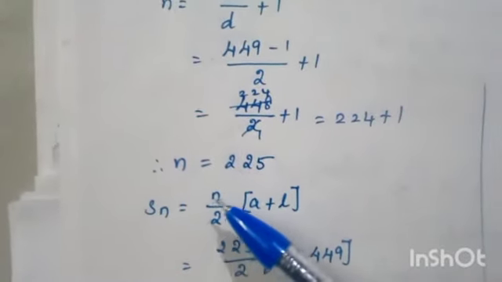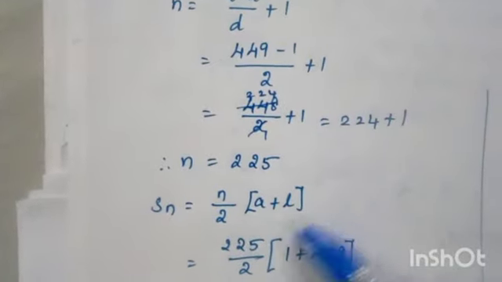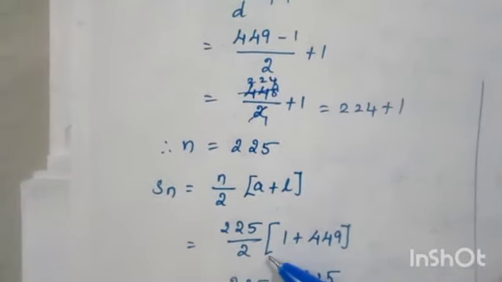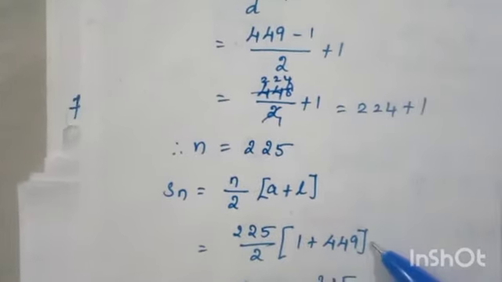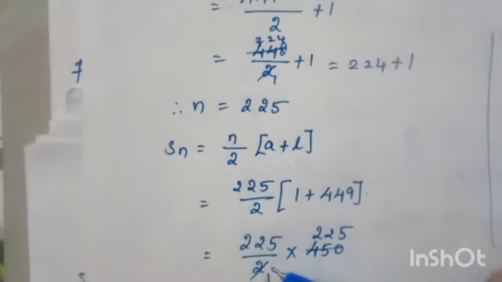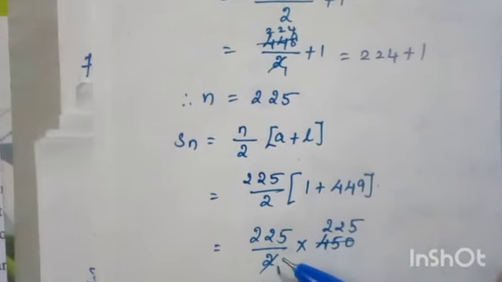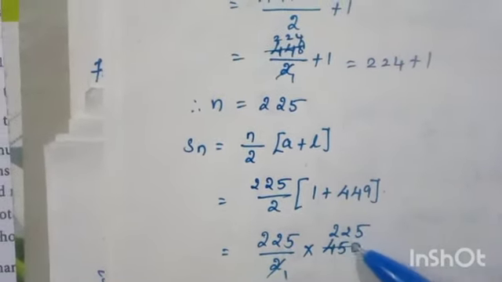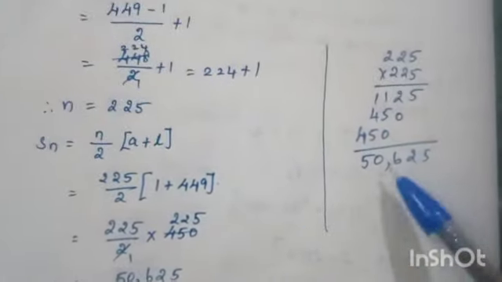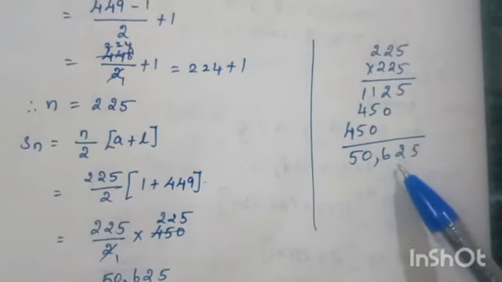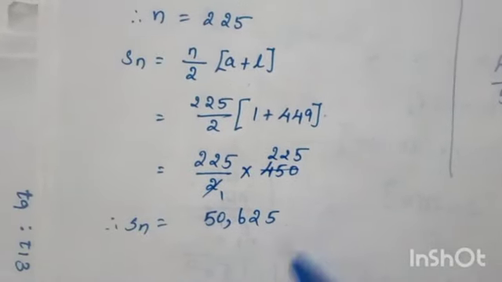For the Sn formula, if the last term is given, Sn is equal to n by 2 into a plus l. n we found, that is 225 by 2 into 1 plus 449. So that is 225 by 2 into 450. Cancelling is possible. 2 table, 1 2 is 2, 2 2s are 4, 2 2s are 4, balance 1, 5 2s are 10. You have to multiply 225 into 225, that is 50,625. Therefore Sn is equal to 50,625.